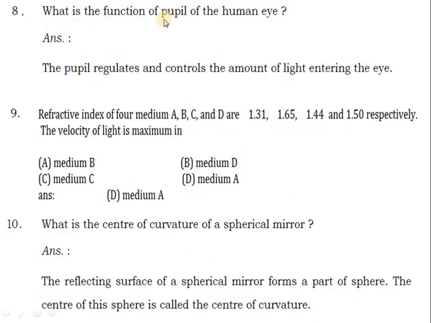Next question. What is the function of pupil of the human eye? The pupil regulates and controls the amount of light entering the eye.